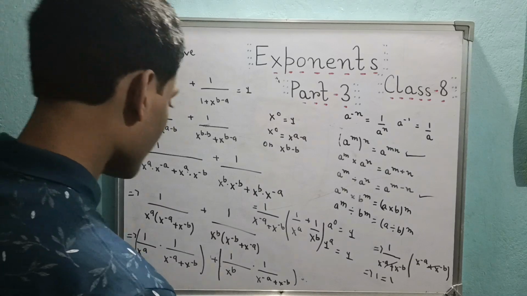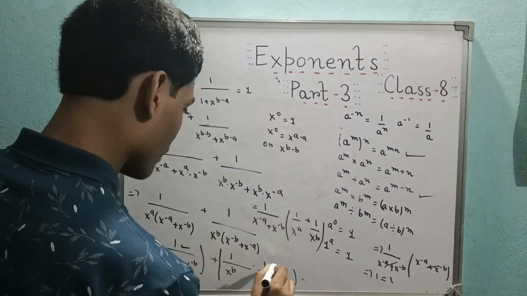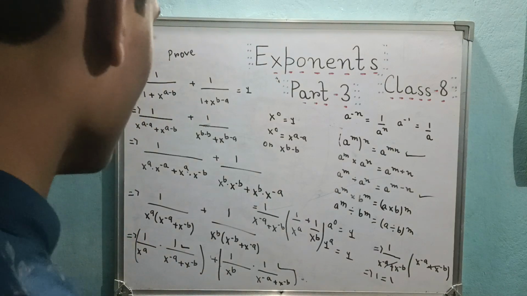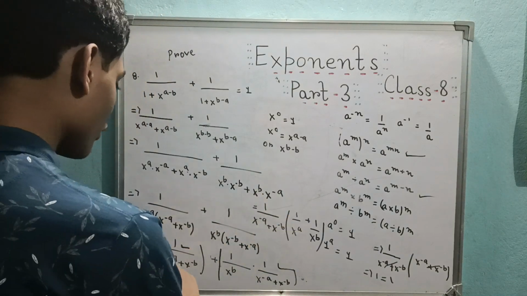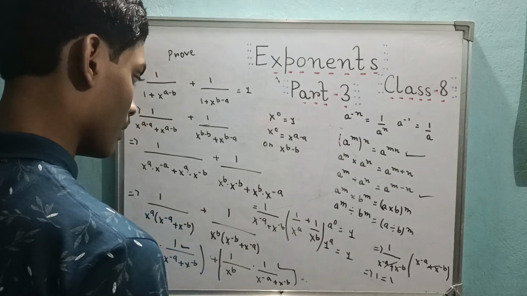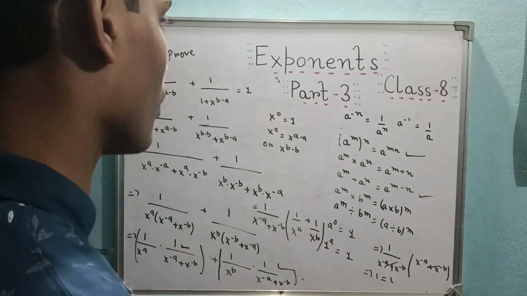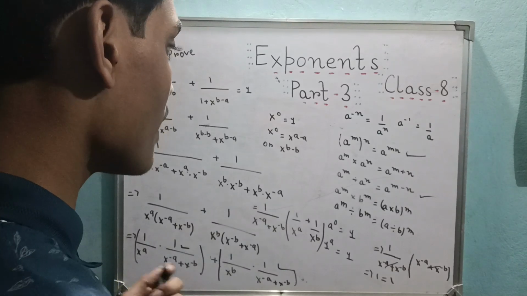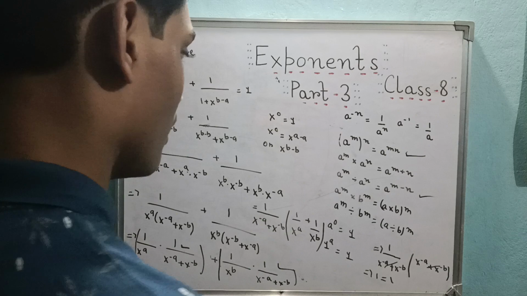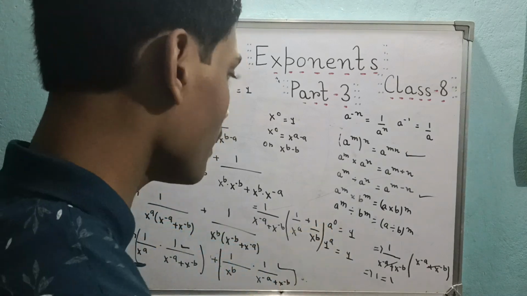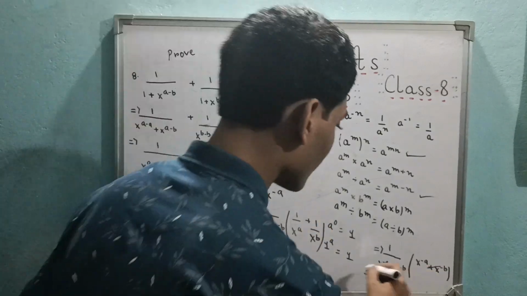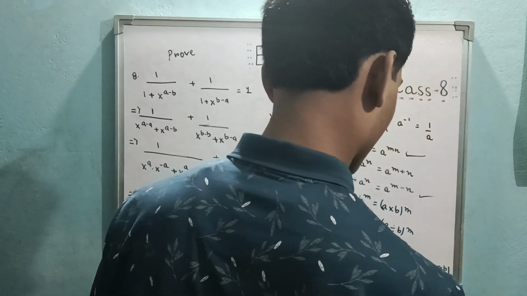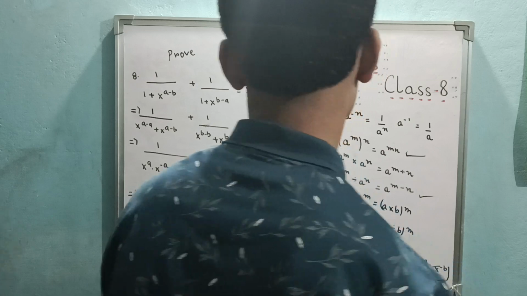Okay. Then from these two, take 1 by x to the power minus a plus x to the power minus b common. Then you will have 1 by x to the power a plus 1 by x to the power b. Now 1 by x to the power a means what? 1 by a to the power m means a to the power minus m. So 1 by x to the power a means x to the power minus a. And 1 by x to the power b means x to the power minus b. Now cancel out x to the power minus a plus x to the power minus b in upper and lower positions. So 1 equal to 1.